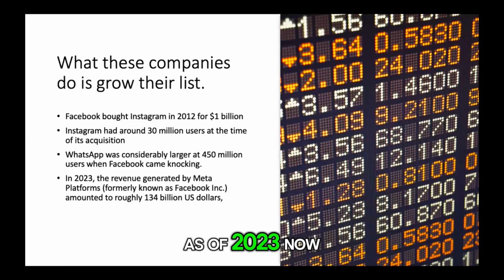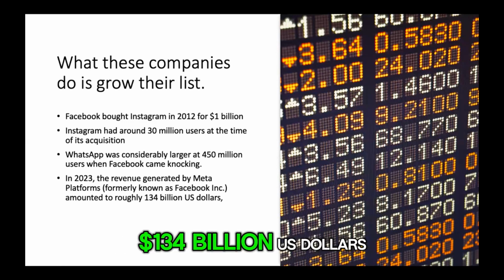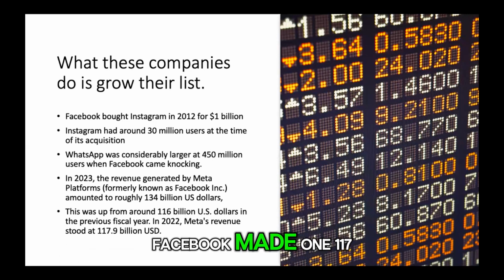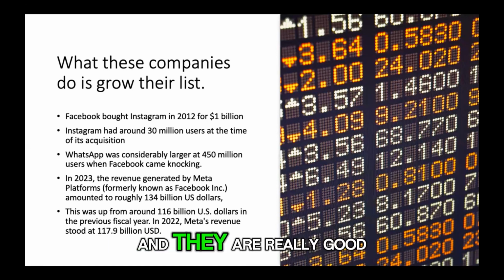As of 2023, which is last year, today's 2024, at the time of this recording, Facebook reported that they made $134 billion US dollars in one year alone. In 2022, Facebook made almost $118 billion. That's because their list is so huge that even if they just make a small percentage out of each list, I mean, Facebook has the majority of the world on Facebook, to be honest with you. It's a big percentage of people, and a lot of them are active users. So that's a really good platform where they can actually utilize the list, and they are really good at what they do because the numbers don't lie.